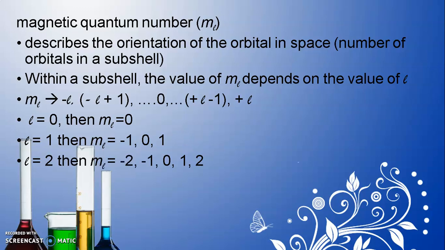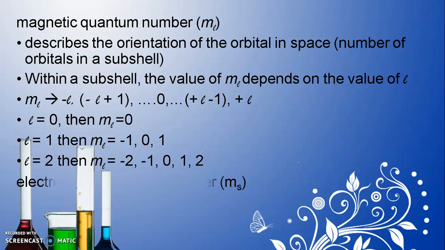If L is 2, which is your D, then it has an orientation of negative 2, negative 1, 0, 1, and 2. So this means that if your L is S, or your S orbital or S subshell, there is only one orientation in your S subshell. In your P subshell, you have three orientations, and in your D subshell, you have five orientations. Next to this is your F, which has seven orientations.